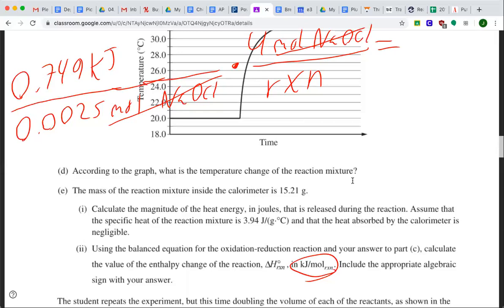Turn on stylus. There we go. So 1.2 times 10 to the third kilojoules. Okay. 1.2 times 10 to the third kilojoules. Yep, that's correct. All right.